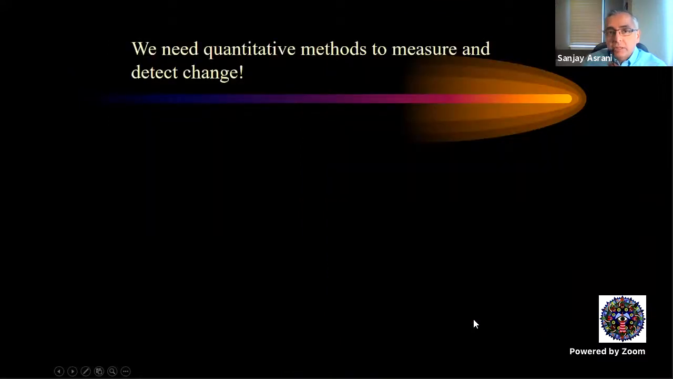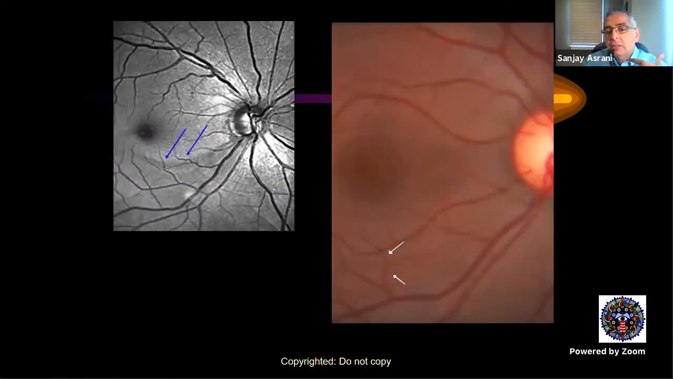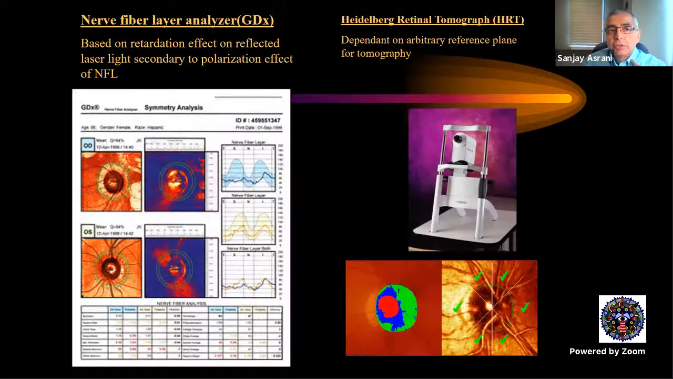But we do need quantitative methods to measure and detect change, because by just looking at this in follow-up visits, it's not easy for us to say, oh, something has really changed or not. So we have had a plethora of instruments, such as the GDX or the nerve fiber layer analyzer, that used retardation effect of reflected laser light secondary to the polarization of the nerve fiber layer. This was fraught with artifacts because of the cornea being one of the biggest polarizers of light.